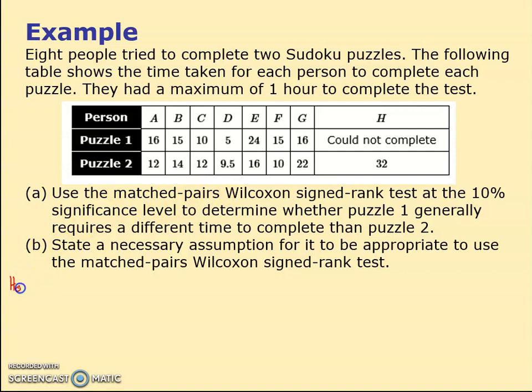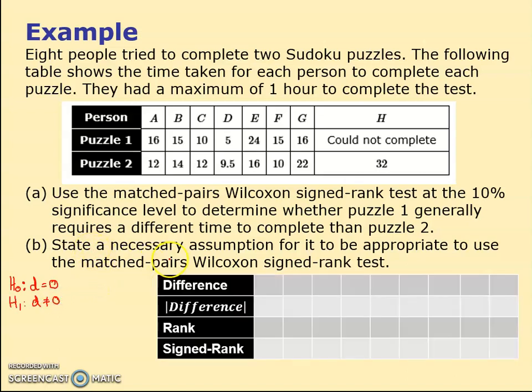So presumably H0, this time I'm setting the difference equal to 0. And then H1 is the difference is different to 0. And I've got a table, so let's do the differences. I'm going to do top minus bottom. So the difference is 4, 1, minus 2, minus 4, 5, 20, that's 8, 5, minus 6.